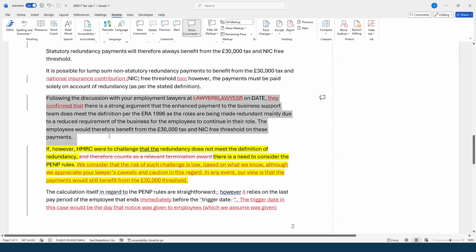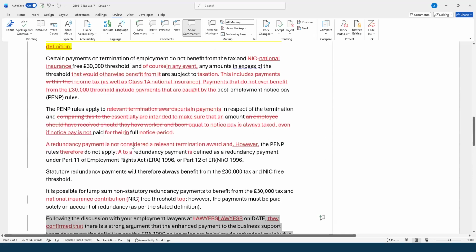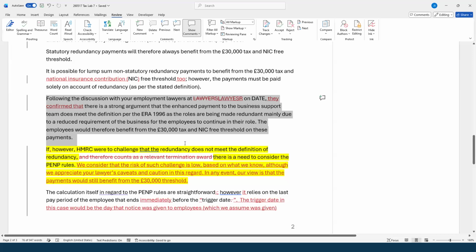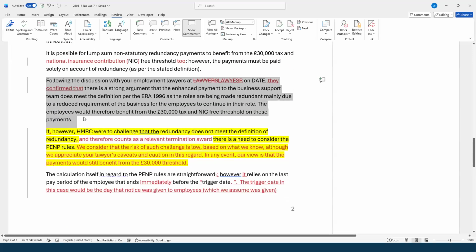So this is just saying that the employment lawyer confirmed that there's a strong argument that the enhanced payment to the business support team does meet the definition per ERA 1996, as they're also being made redundant mainly due to a reduced requirement of the business for the employees to continue in their role. So this is important because it's coming back to this fact that we had before about whether it's a redundancy payment or not, as per this Employment Rights Act definition. This is referring to here and why it's relevant, I suppose. This is explaining why that point is relevant.